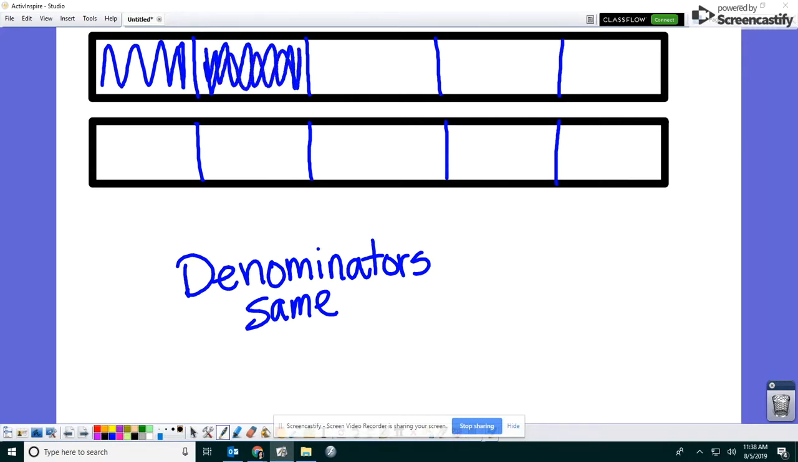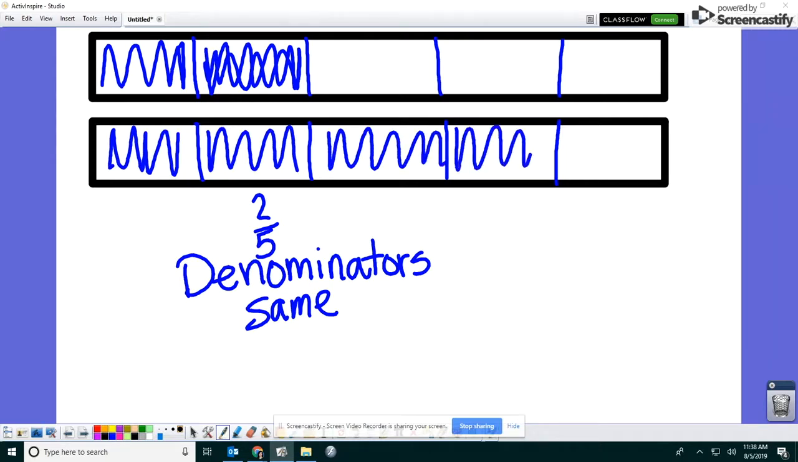and our first fraction is 2/5, and our second fraction is 4/5. It's pretty easy to tell which one is greater than and which one is less than, because the pieces are the same size. They're the same denominator. That means fifths are always going to be fifths in a whole. So if your denominators are the same, you just look at which one has more pieces shaded in. Pretty easy to see 4/5 is greater than 2/5.